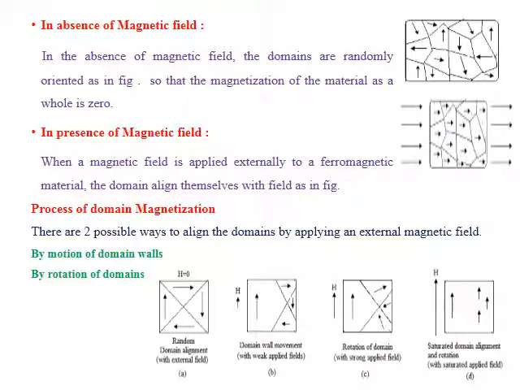The next process happens at high magnetic field, where the whole domain is rotated in the direction of the applied magnetic field. In this situation, saturated magnetization is achieved at a very high magnetic field value. Beyond that value, we are not able to achieve further magnetization in the material.